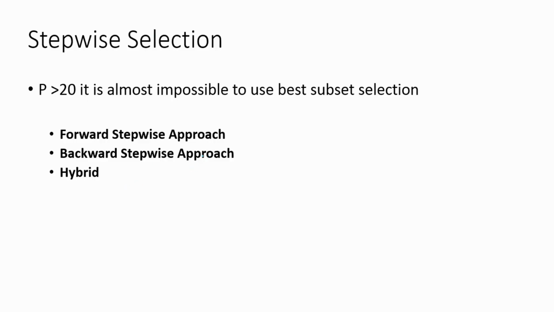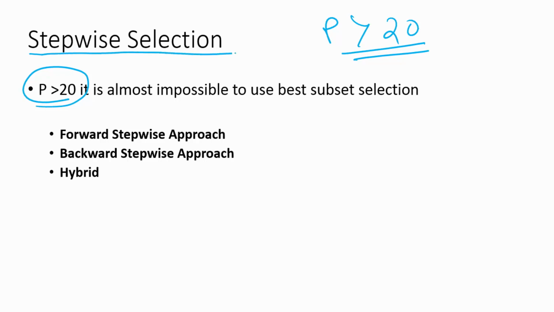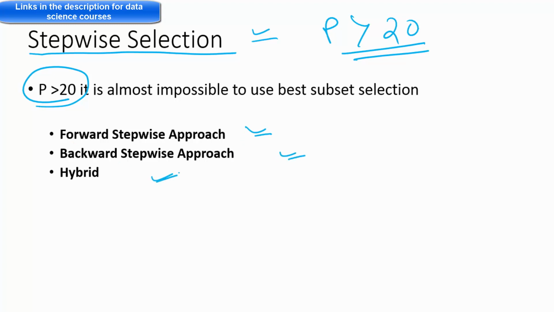Okay, what's the problem with subset selection? As we have already discussed, it's problematic when you have high dimension, or when the number of features is greater than 20. It is very difficult to do the computation. It's almost impossible, right? So best subset selection is impossible when p is greater than 20, and that's where you're going to use what is known as stepwise selection. And there are three types of stepwise selection. One is forward stepwise approach, backward stepwise approach, and then the third one is hybrid approach.